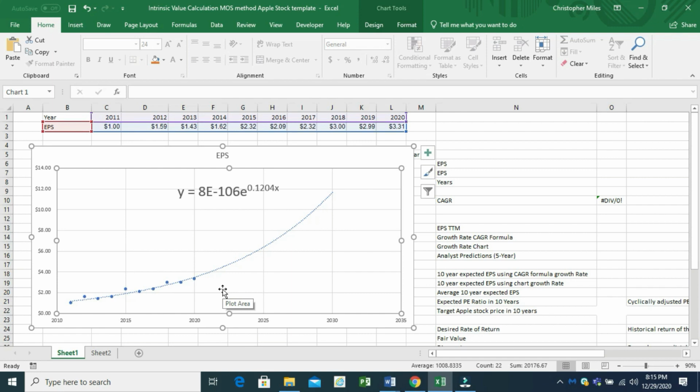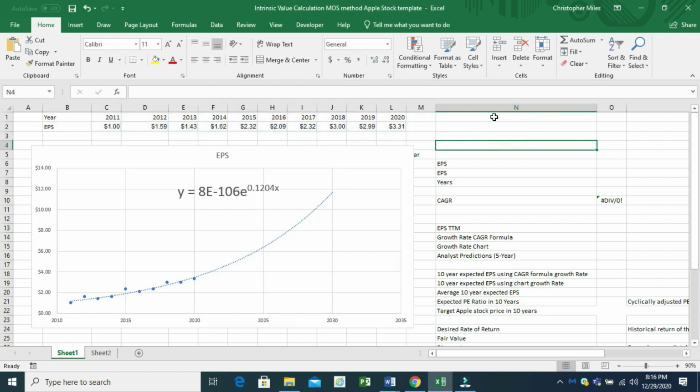Now, one of the things I want to draw your attention to is the equation for this exponential trend line. The exponent is actually your compound growth rate. So you can see up here you've got 1.1204. That is your compounding growth rate over the last 10 years, 12.04%. So that's really useful. That's one of those pieces of information we needed, and this is one way to get it. I will say that this is a way that I don't see many people use.